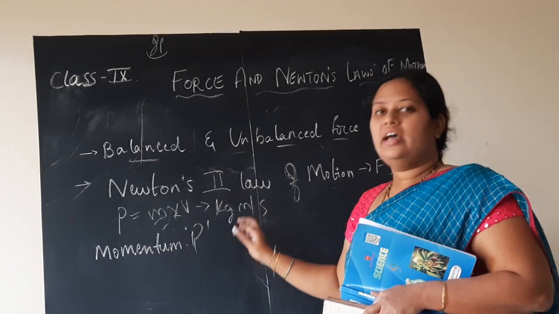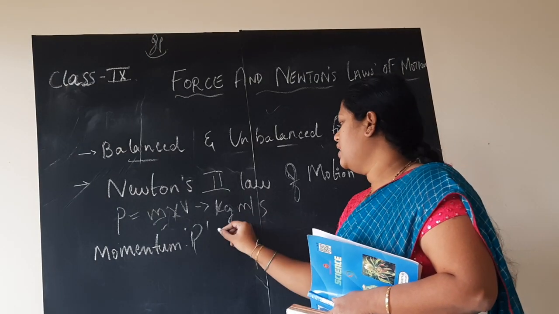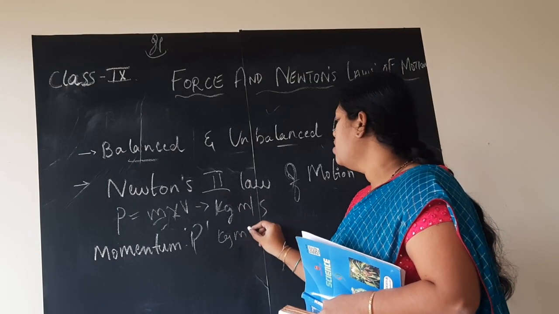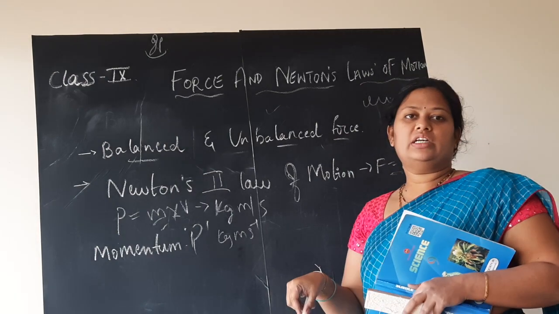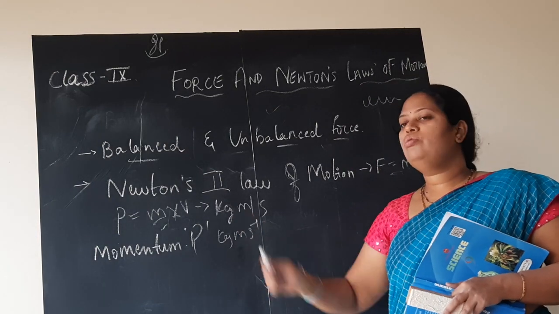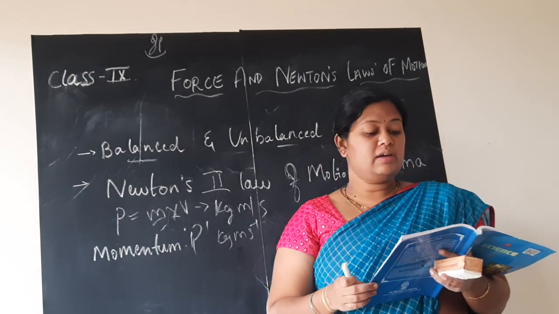Meter per second. Hence kg meter per second. Either you can write m/s or ms to the power -1. Either way you can write. So the unit of momentum is kg meter per second.